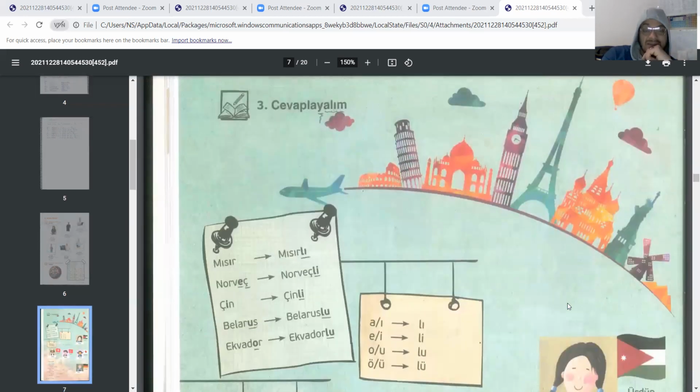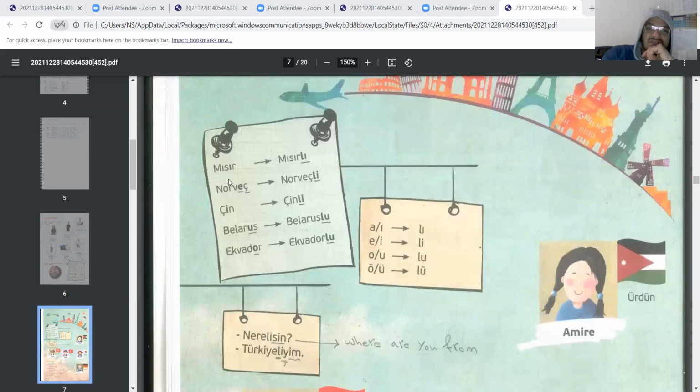Now, cevaplayalım. Let's answer. Mısır, Mısırlı. That means Egyptian. Norveç, Norveçli. Çin, China. Çinli. Belarus, Belaruslu. Ecuador, Ecuadorlu. This is the important form. We must always keep it in our mind.